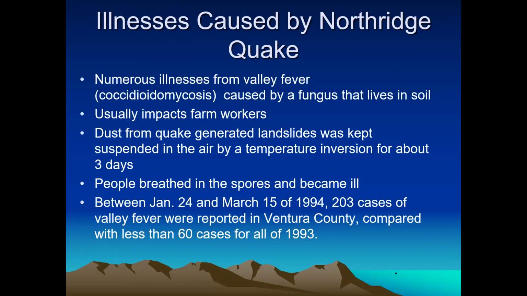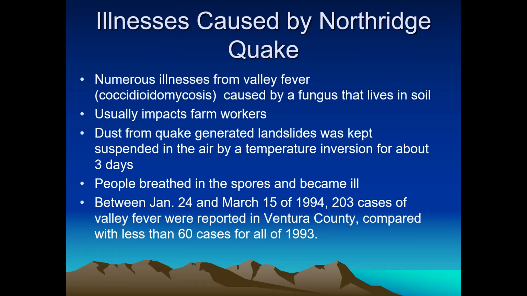So what happened after the Northridge earthquake, there were all these landslides because you have these steep slopes, unconsolidated soil. They got vibrated. The soil was released into the air, and because there was a weather system called a temperature inversion, that dust couldn't dissipate. So people were breathing it in for several days.